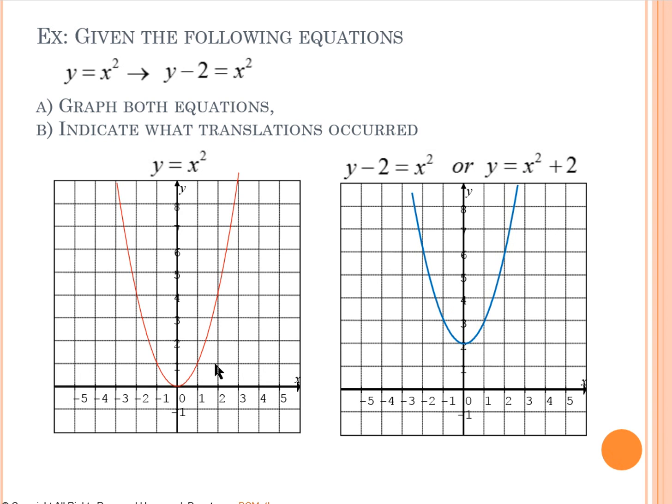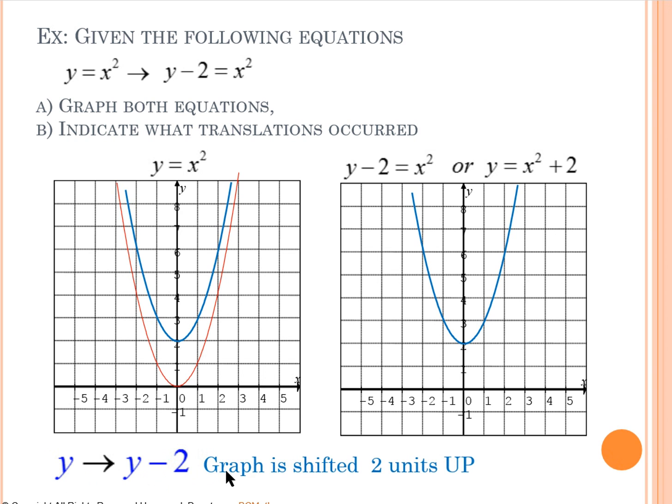Let's graph y equals x squared plus 2. And when you compare these two graphs, you can probably tell that the red graph compared to the blue graph has moved up 2 spots. Here's my original graph, and let's just move that 2 spots up, which represents y equals x squared plus 2. So to summarize, if I have a y variable that's being changed to y minus 2, the graph is being shifted up 2 units.